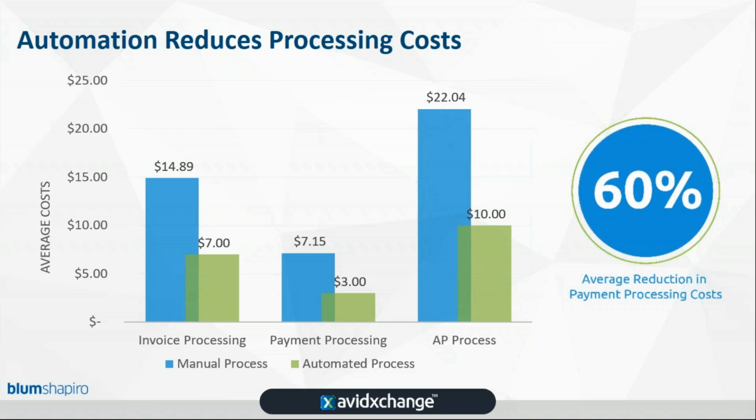When you look at the actual payment of an invoice, it drops even greater. The payment, when you work in the cost of a check, the check stock, and the labor involved in processing that check, a manual process is right around $7, compared to an automated system, where you're dropping to right around $3 or even less. So the total cost drops right around 60% from a manual process to an automated process such as AvidXchange.